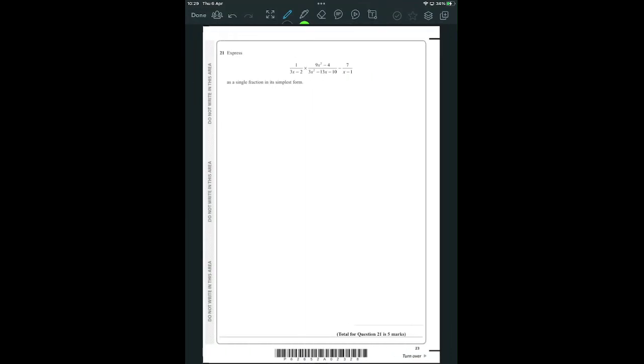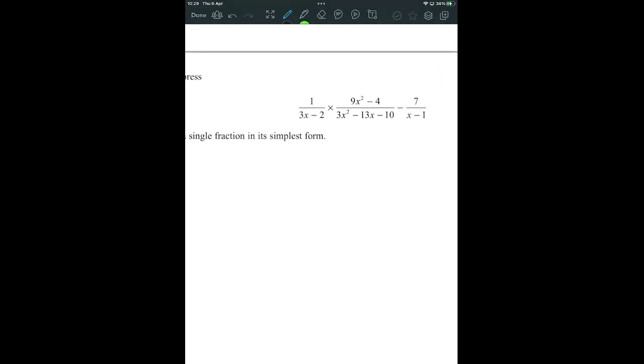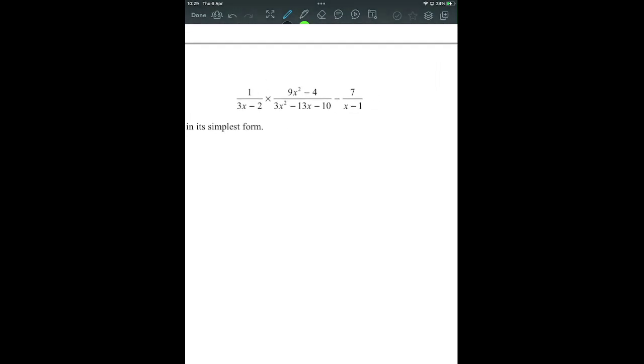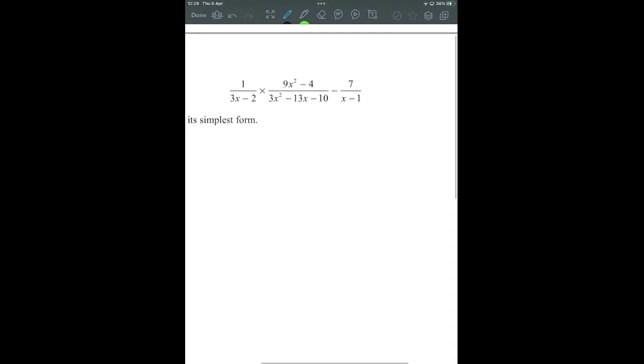Question 21. That looks nasty. But it's just algebra. We need to simplify this fraction. The hint whenever you see a question like this is step 1, factorize everything. I'm going to leave that 7 over x minus 1 at the end. That'll be the very last thing that we manipulate.